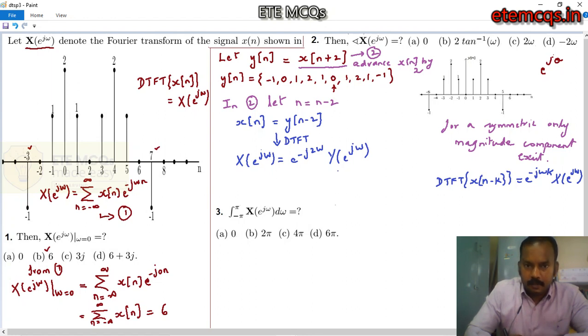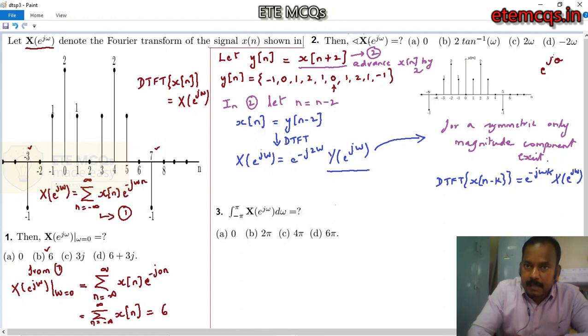Okay, so you can notice that Y of e power j omega is some magnitude component, which is contributed due to the symmetry. This part completely refers to the magnitude component, so you don't have to worry about what this is. The question that is asked is the angle or phase component of X of e power j omega, and we have derived that X of e power j omega is some phase component, e power minus j2 omega, into some magnitude component. We are least bothered about this magnitude component. Our focus is completely on the phase component.